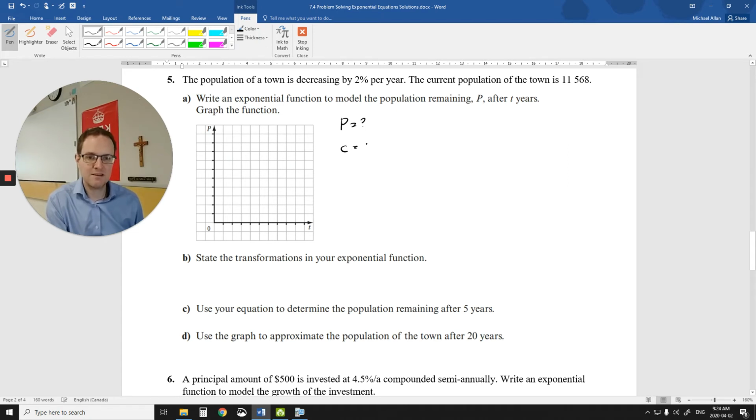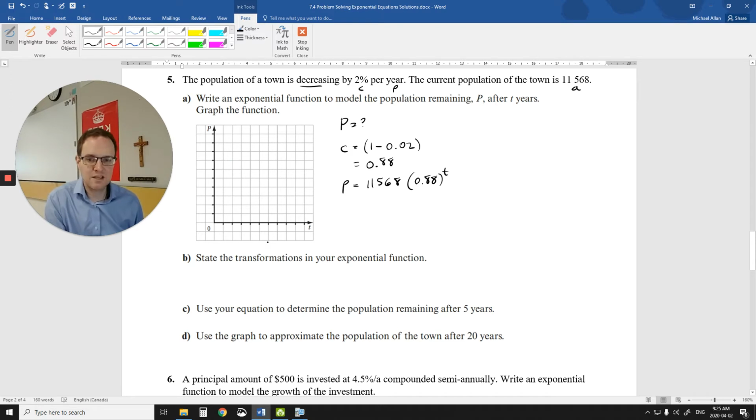So that means my C value is going to be 1 minus, because I'm decreasing by 2% each year. So that means I'm going to have 0.88. So 88% each year. I got a current population, so I got an A value of 11,568. So my equation is going to be 11,568 times 0.88 raised to the power of, and it's decreasing per year. So that's going to be my period. So I just put a T there.